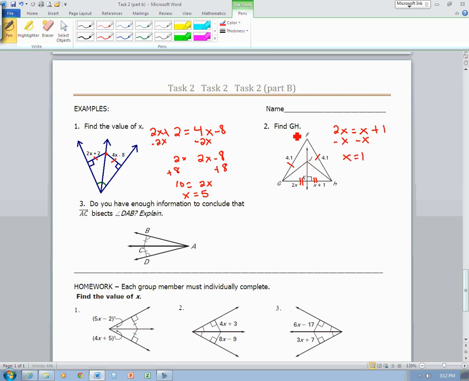But you're not done because they want GH. So I need to plug it back in. So if I plug in a 1 here, then I'd have 2 times 1. So I'm going to get 2 on this side, 1 plus 1, and I'm going to get 2 on this side. So the whole thing, GH, has got to equal 4. And then we're done. Okay, down here, do you have enough information to conclude that AC bisects the angle?